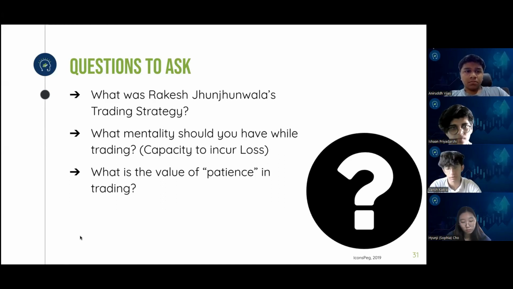And the other question that you should consider is what was Rakesh Jhunjhunwala's trading strategy? What mentality should be used while trading? Like what should be the capacity to incur loss, and how much capital should you deploy to the stock market so that you are safe on both hands, in income as well as earning? And what is the value of patience in trading?